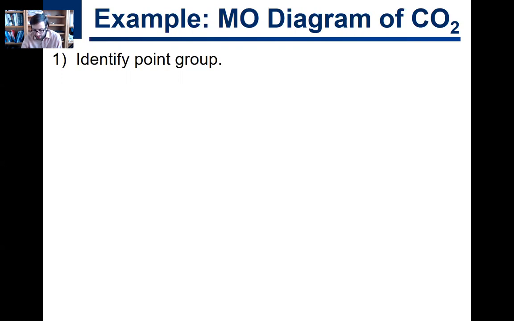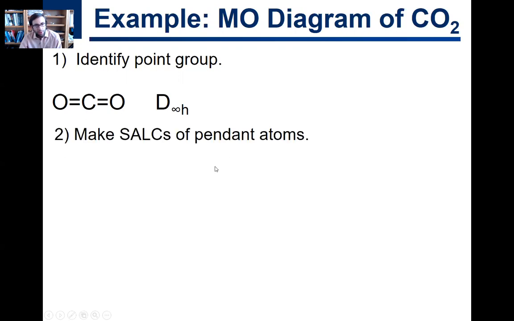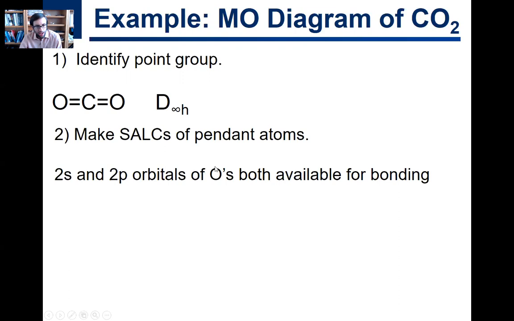Looks like a pretty simple molecule. So first things first, identify the point group. We know that this is a linear molecule, right? And so the point group is going to be D infinity h because we have a C2 going right here, and it's linear. All right. Now we've got to make SALCs of the pendant atoms.